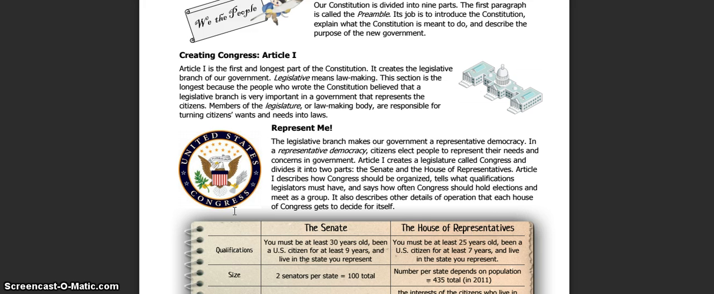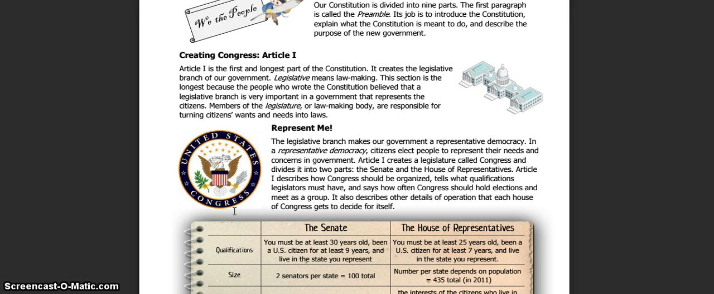Represent me. The legislative branch makes our government a representative democracy. In a representative democracy, citizens elect people to represent their needs and concerns in government. Article 1 creates a legislature called Congress and divides it in 2 parts, the Senate and the House of Representatives.